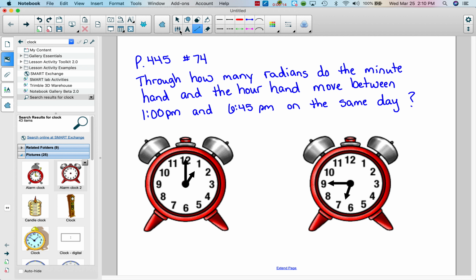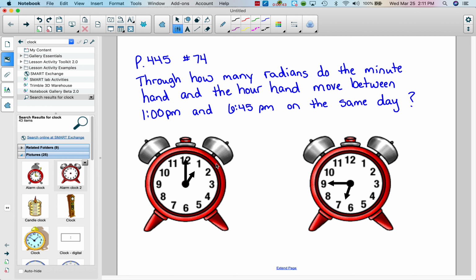So on this problem, probably the first thing you're thinking about is, wait, we use digital clocks. I know we're not very used to these kinds of clocks, the analog clocks, anymore. So let's think: here I have a clock set to 1 o'clock and here I have one set to 6:45, so we can see what happens. Now we're going to do two different things. We're going to do the minute hand and then the hour hand.